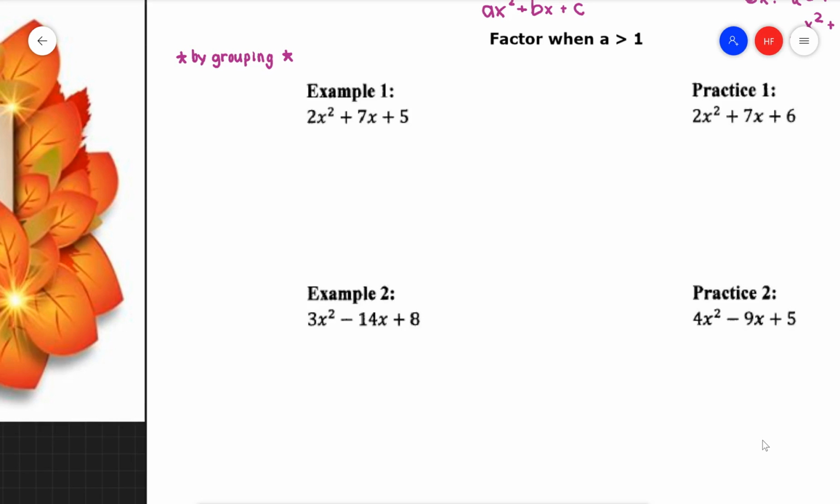So with grouping, we have several steps. The first one is to multiply those two terms. So 2x squared and 5 gives me 10x squared. So 10x squared is now my goal. I want to find two numbers that multiply to 10 but add to 7. So the same way that we were factoring when a equals 1, where we're solving that kind of riddle, we're going to do the same thing, but now with our new initial term, which is 10x squared.